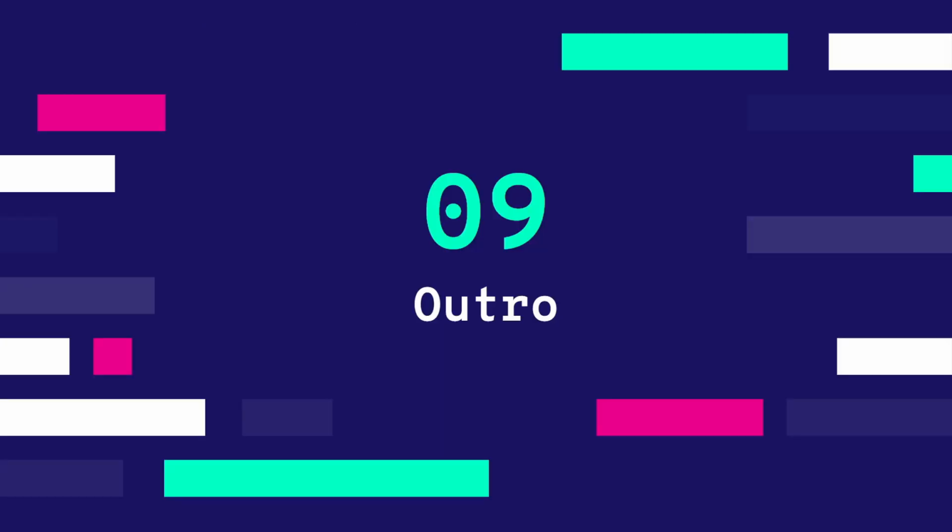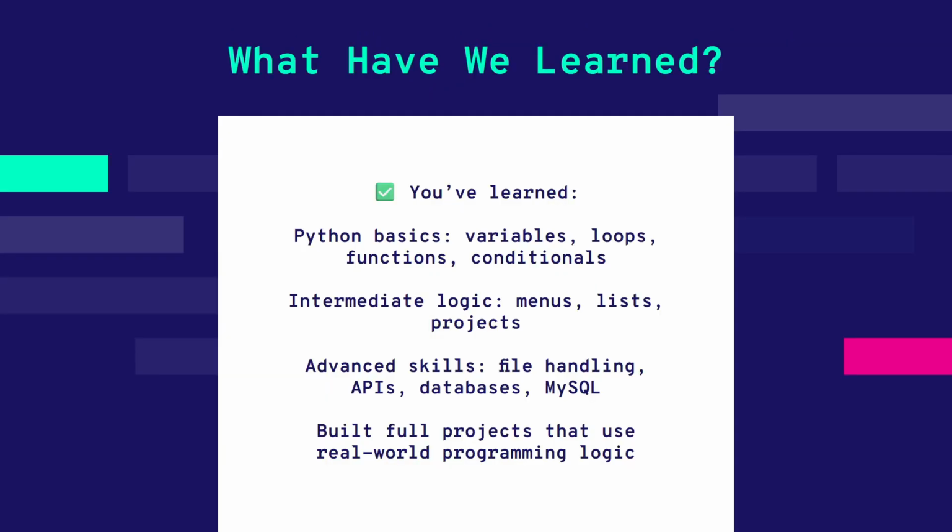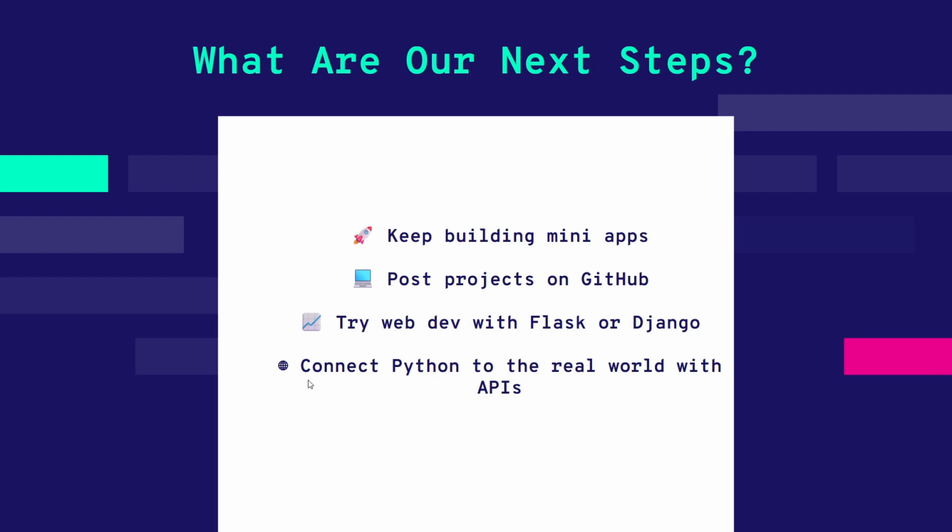Yeah. And then number nine, the outro. What have we learned throughout this whole course? Python basics, variables, loops, functions, conditionals. I've kind of already went over this a little bit in this one, but APIs, file handling, so much more. We've built real world useful projects using real world programming logic.